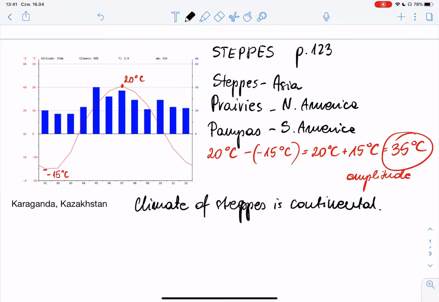It's really continental because as you see the location of steppes on a map, you will see that they are in the interior of continents, so far away from oceans. And oceans and basically bodies of water have that characteristic that it makes the temperature more even throughout the year. If it comes to the precipitation, it's quite moderate throughout the year. And basically it varies from 300 to 500 millimeters per year.